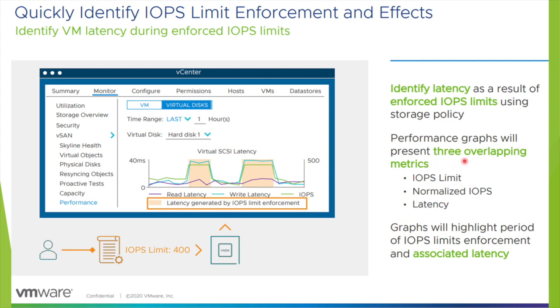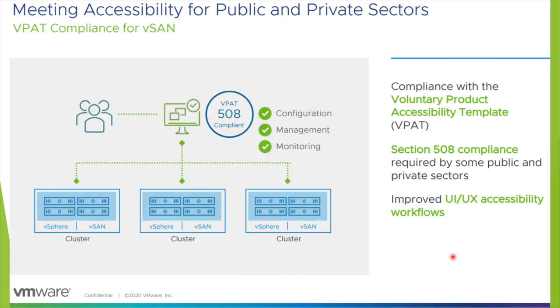Performance graphs will present 3 overlapping metrics, as you can see here: IOPS limit, normalized IOPS, and latency. The graph will highlight the period of IOPS limit enforcement and the associated latency. I think that's a good feature, because I assume most service providers use it because they want to limit IOPS for certain customers, and then they want to see the effect of doing that.